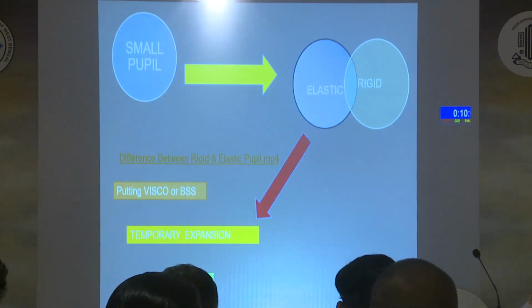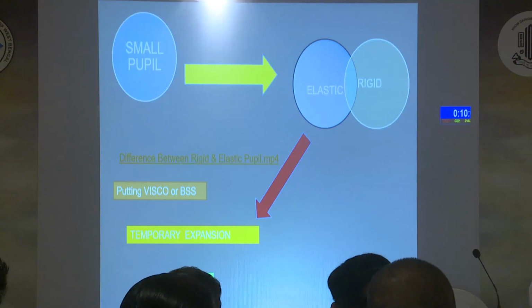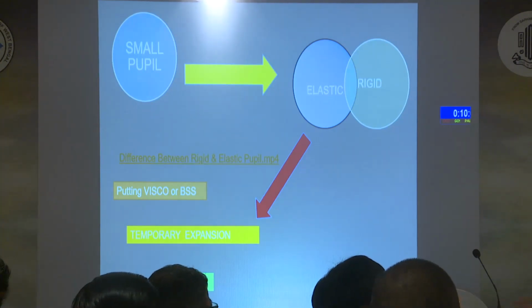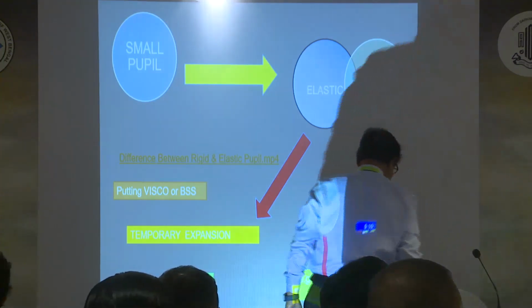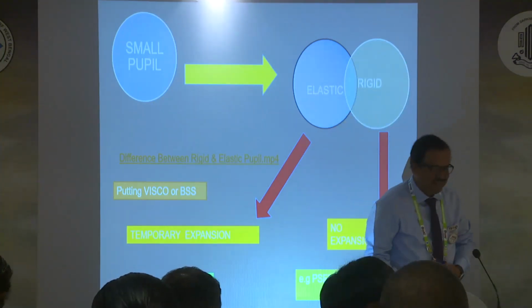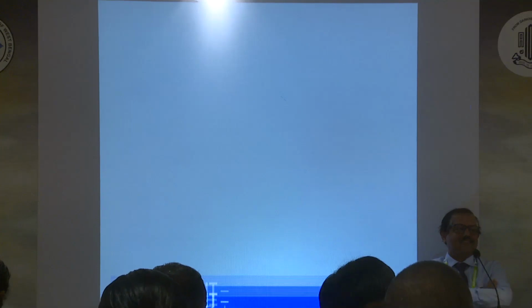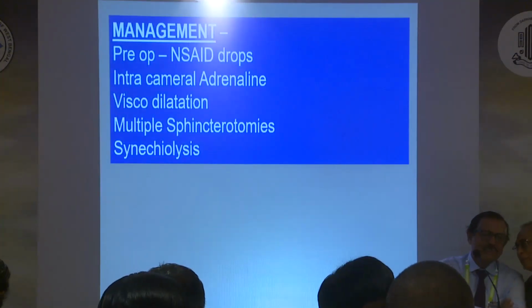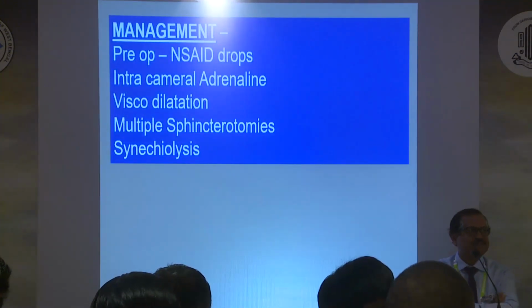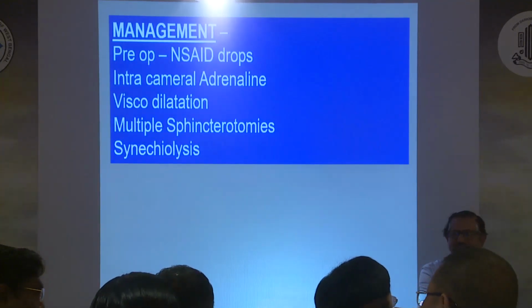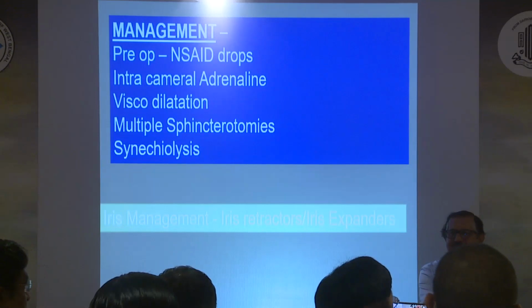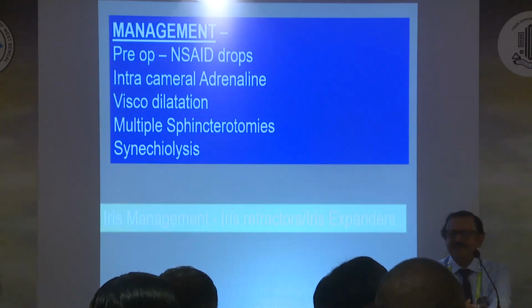In case of elastic pupils, there is a temporary expansion, as for example in IFIS. In rigid pupils, there is no expansion, as for example in pseudoexfoliation. Now the management includes preoperative NSAID drugs, intracameral adrenaline, viscodilatation, multiple sphincterotomies, and synechiolysis, whereas iris management is done by iris retractor and the iris expander.